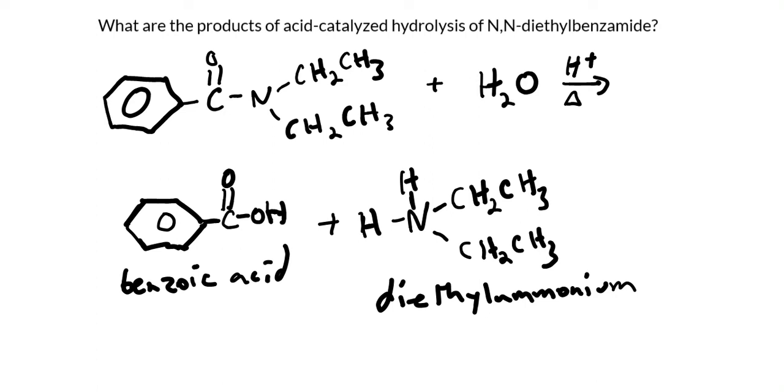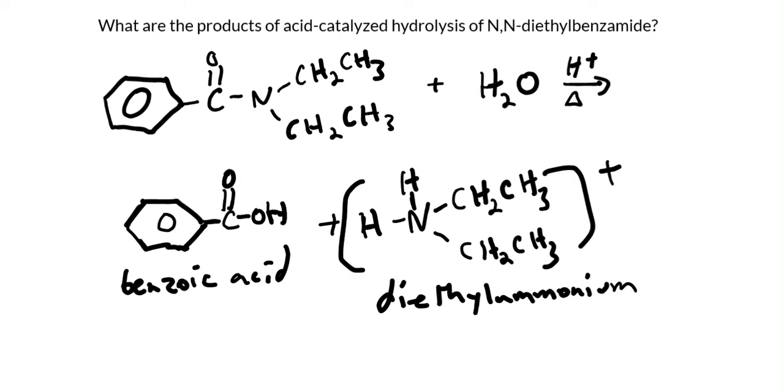So hopefully that gets you an idea. If it were base conditions, we'd have a neutral amine and a deprotonated acid. So if we do acidic conditions, we end up with an ion, a positively charged ion here. If we did basic conditions, we'd end up with a negatively charged benzoic acid anion, benzoate in this case, if we were to do the same reaction in base catalyzed hydrolysis instead of acid catalyzed hydrolysis.